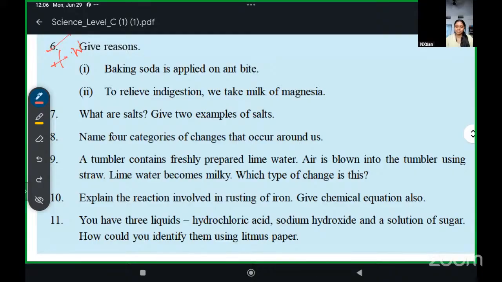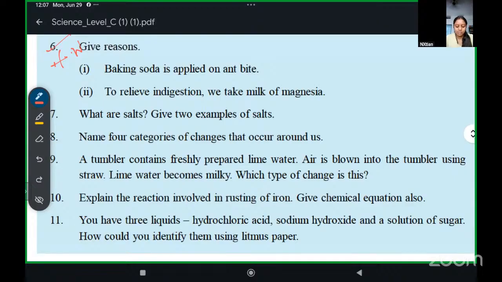And what else? Biological change. Yes. Man-made changes. Good word. So these are different categories of changes that occur around us.